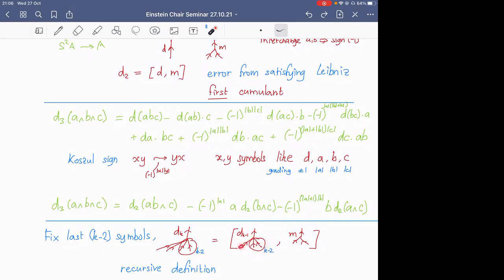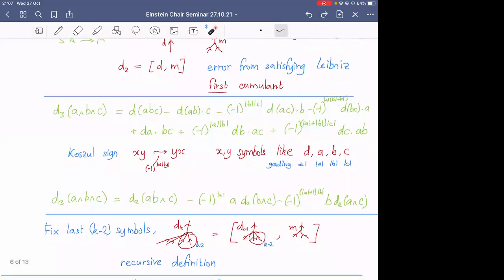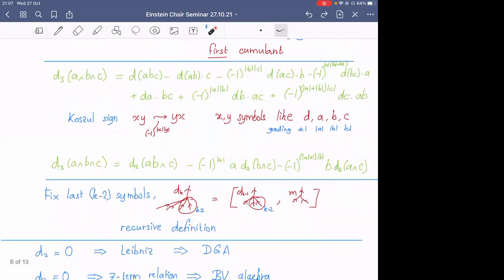Now, if we take that map with 1 input and 1 output and take its commutator with multiplication, then we get something with 2 inputs and 1 output. But of course, all along, these other k minus 2 inputs were fixed. So that is actually dk. As I said, this seems to be a rather asymmetric way of defining it, but actually the result is completely symmetric. It's a recursive definition.